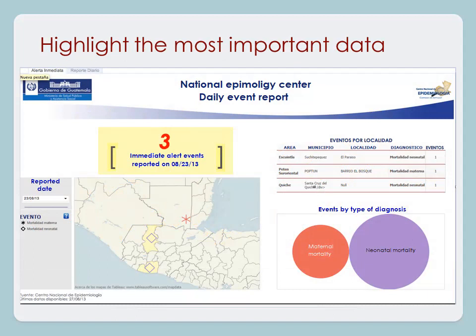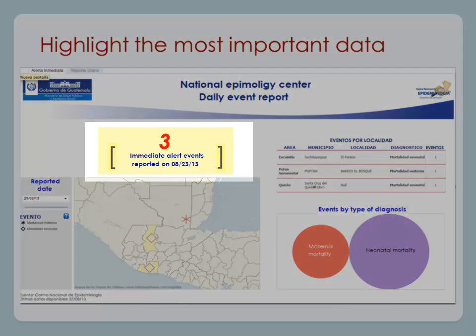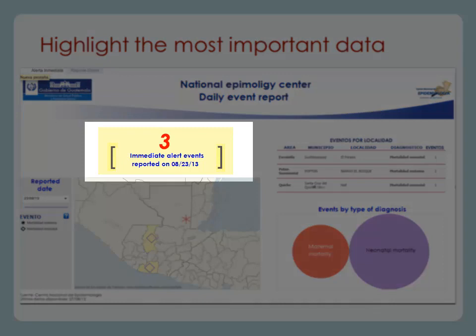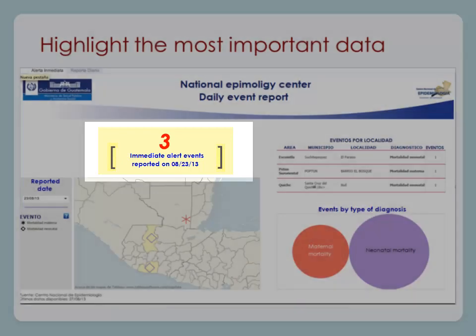Another important condition of a dashboard is that it highlights the most important data. In this dashboard, where epidemiology events are reported daily, the user needs to know right away whether there are immediate alert cases reported in the country. And this is so because each case implies a response from the health system. So the first and visually most relevant thing in this dashboard is this large red number that states that there were 3 cases on a specific date. This is the most relevant data. This is the strongest visual data.